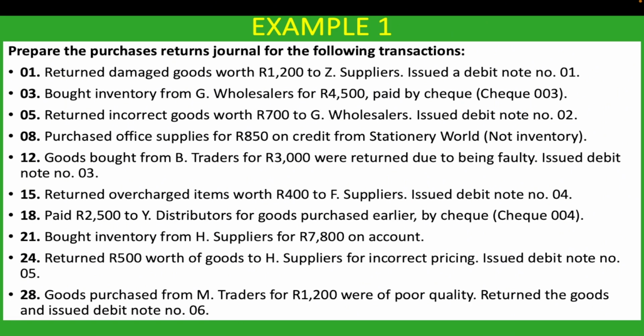So we know that this transaction on the 1st definitely goes into our purchases returns journal. So what are we going to do? Well, we're going to put our number. We've got here debit note number 1, so we're going to put 01 as our document number, and then our day, it's day 01. And then the creditor here is Z Suppliers. And then we put the 1,200 Rand both under purchases returns and the creditors journal.